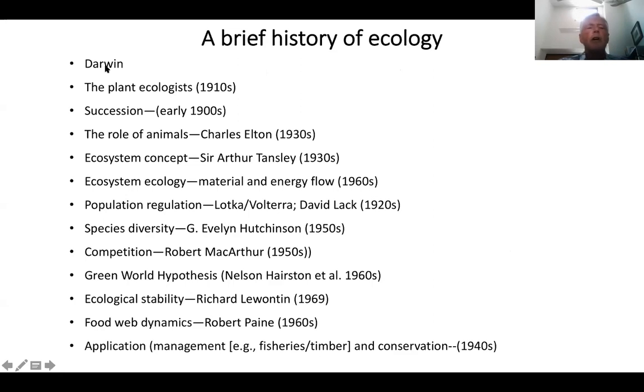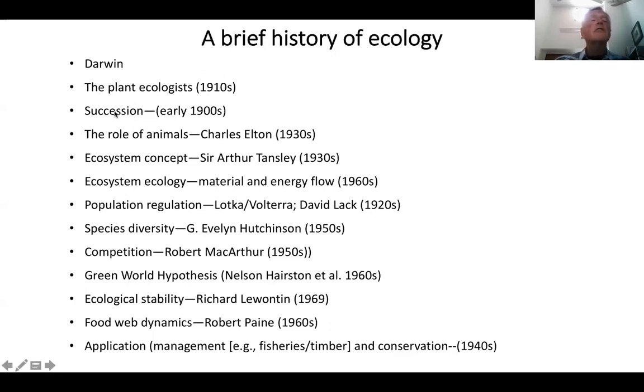It really started with Darwin. Darwin was a naturalist. Darwin was an observer of nature, and Darwin began a lot of modern ecology by way of those observations. The next major development in ecology was what I call the plant ecologists. The plant ecologists came onto the scene in the early part of the 20th century, and they were attempting to understand the distribution and abundance of plants. And that's because plants really are the dominant form of life on Earth that we see. And so plant ecology was the first place that ecologists really looked.